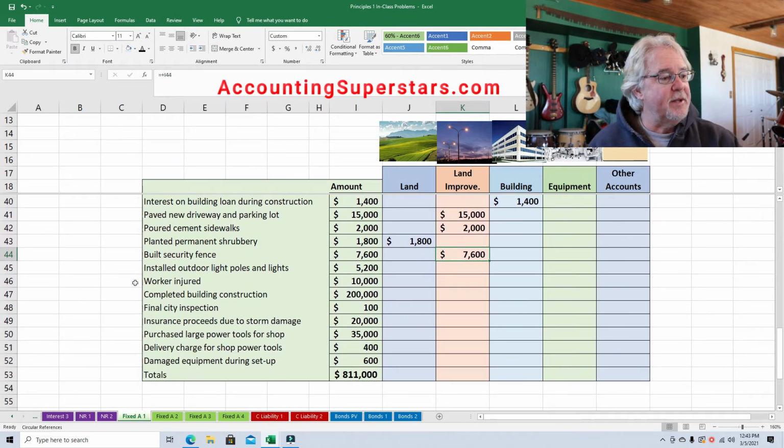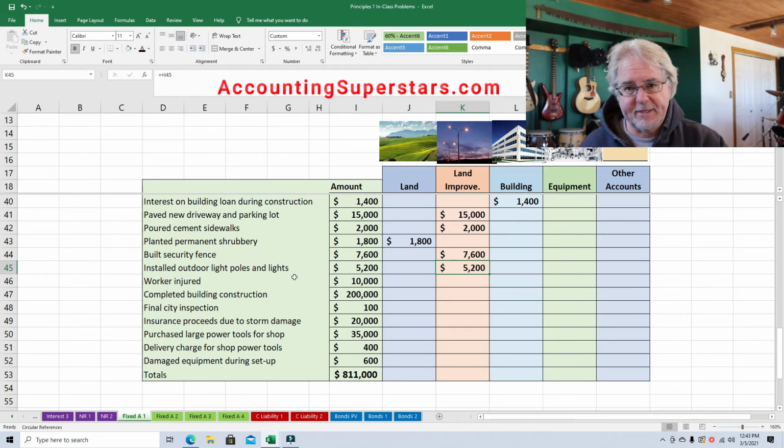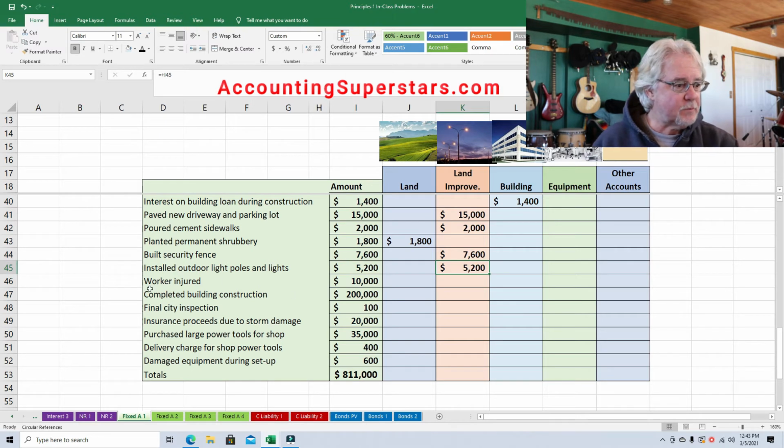Installed outdoor light poles and lights, probably like the ones right up here. $5,200. That's attached to the land, and they're going to wear out after a while. They'll have to be replaced someday or repaired.